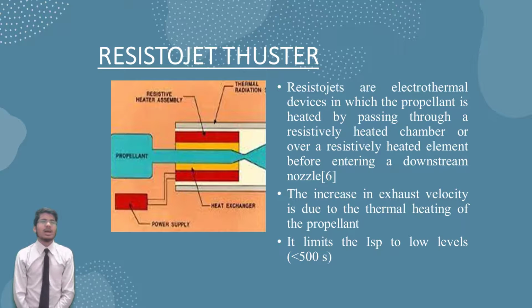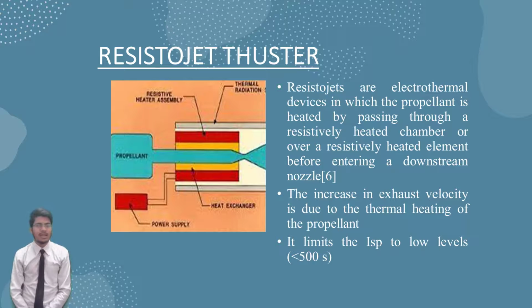Resistojet thruster. Resistojets are electrothermal devices in which the propellant is heated by passing through a resistively heated chamber before entering a downstream nozzle. The increase in exhaust velocity is due to the thermal heating of the propellant, which limits the specific impulse to a low level.